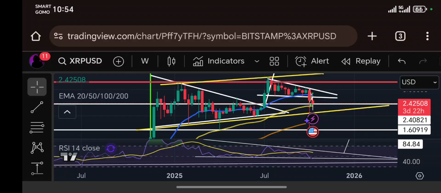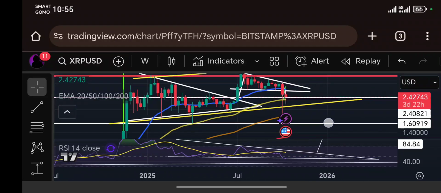So now let's talk about XRP US dollar, your weekly time frame. What are we experiencing now is just very interesting. It might go down and we enter the bear market, or are we gonna push back up and hit the new all-time highs in our price predictions? So now let's dive in.